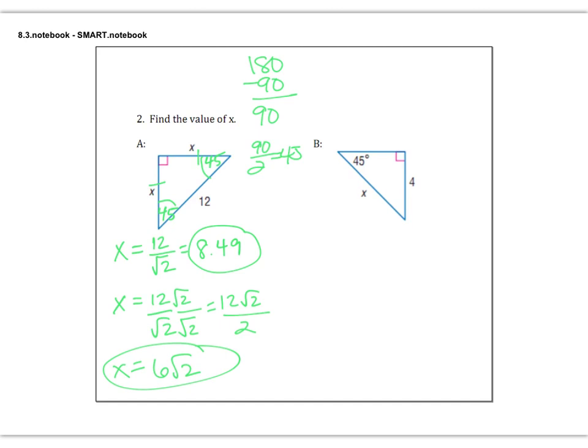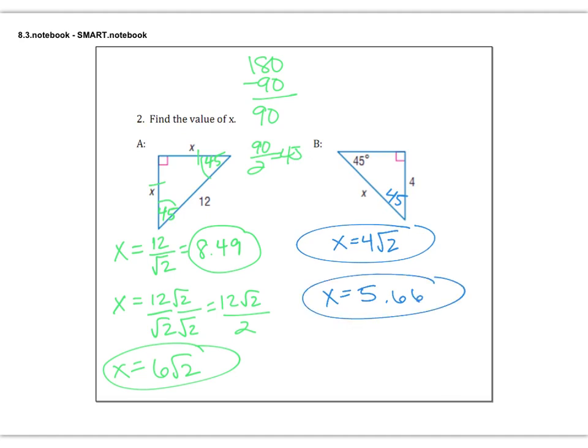Okay, let's try another one. Here we have a 45, 45, 90 triangle. I know this corner has to be 45 degrees because it has to add up to 180. And so this time I'm given a leg. A leg is 4, and I have to find a hypotenuse. So we know we're going to take 4, multiply by root 2. Is this a simplified answer? Technically it is. It is an exact answer, but I can also get the rounded answer, which is going to be 4 times the square root of 2 into my calculator, which is 5.66. So again, we have the exact answer and the rounded answer.